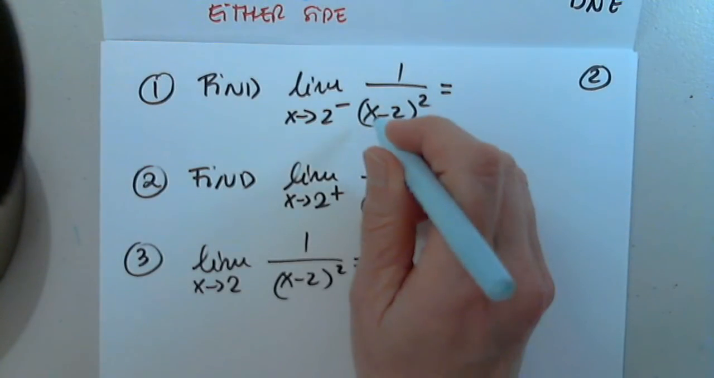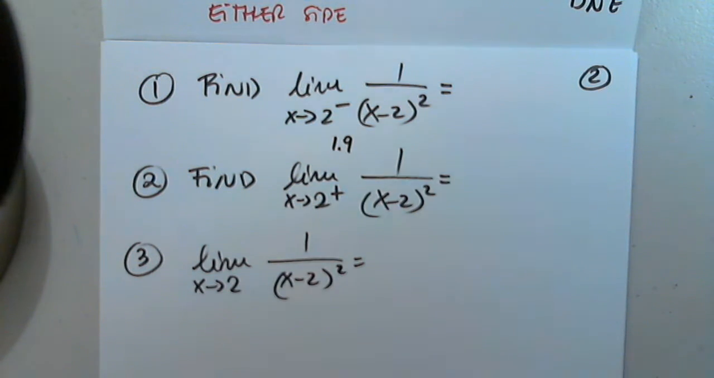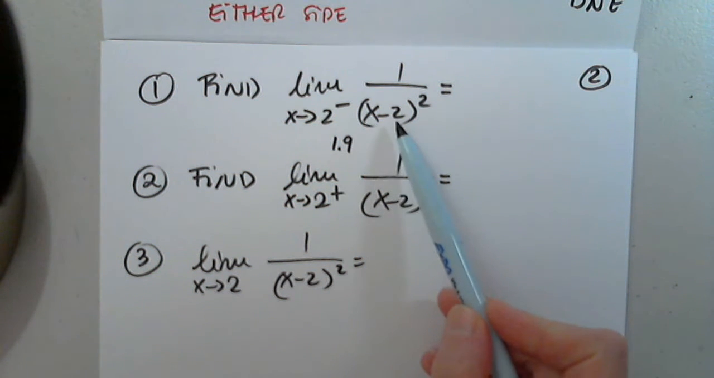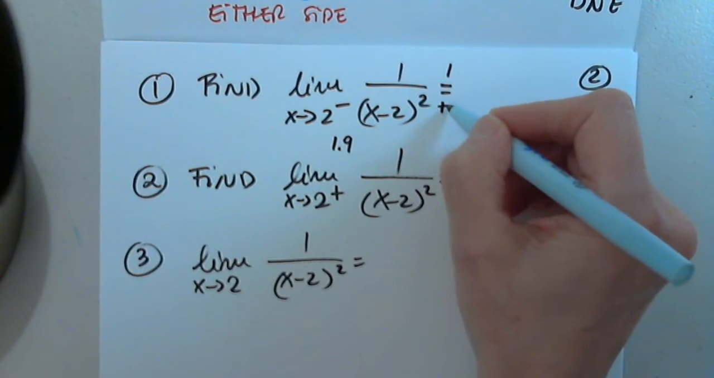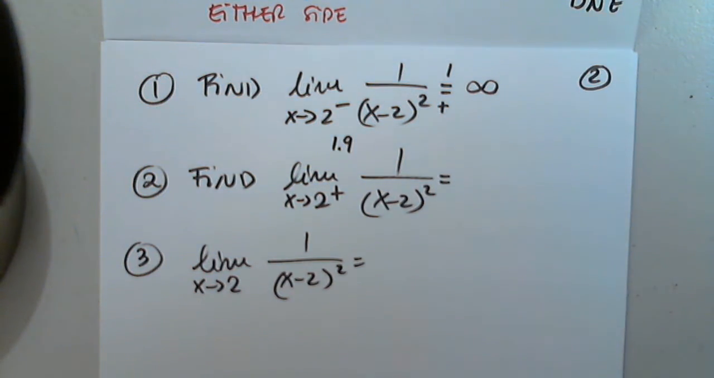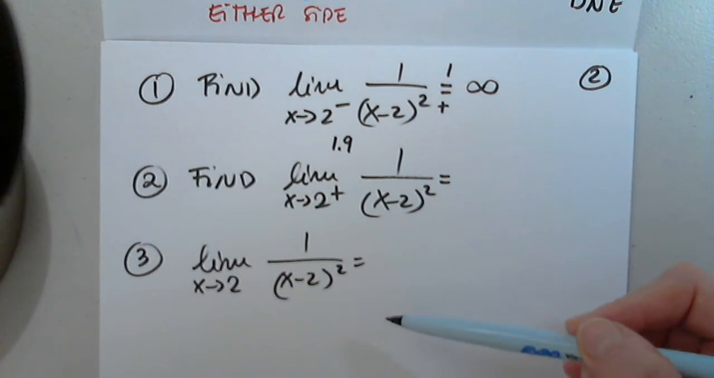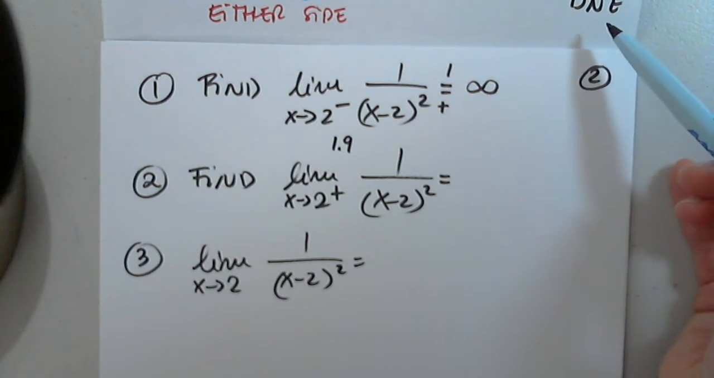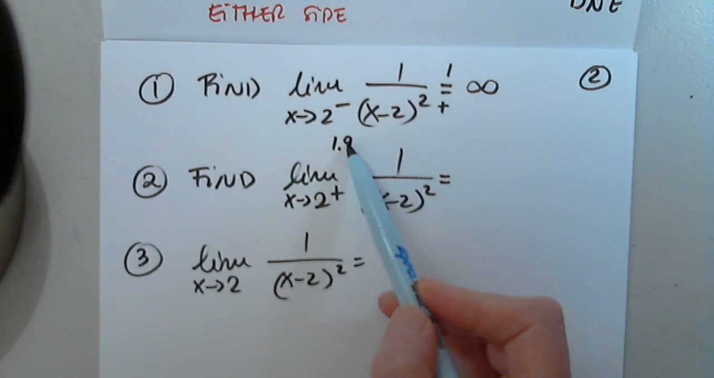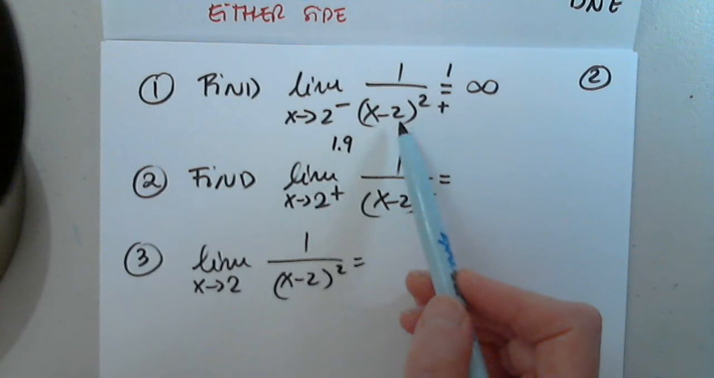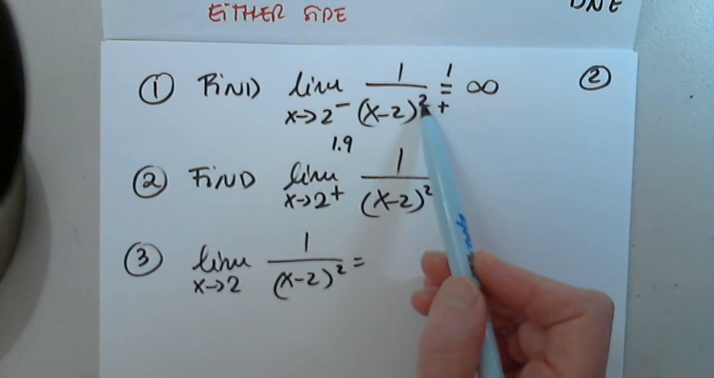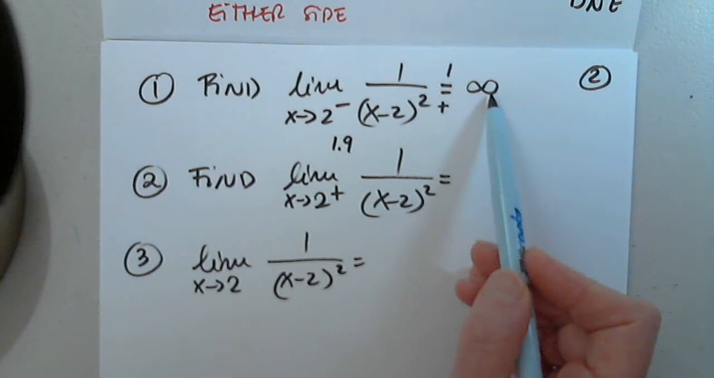Good. So 2 from the left, imagine that you plug in 1.9. 1.9 minus 2 is a negative number, close to 0, and you square it, it's positive. So 1 divided by a positive will be infinity. We know it's 0 in the denominator, so it has to be one of these for each. But since this is a positive number, because 1.9 minus 2 is tiny, close to 0, but negative, when I square it, I get positive, so that's why it's positive.